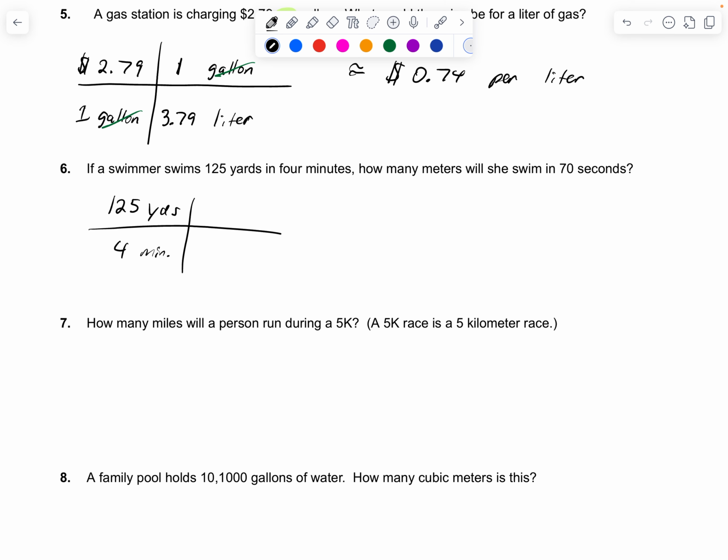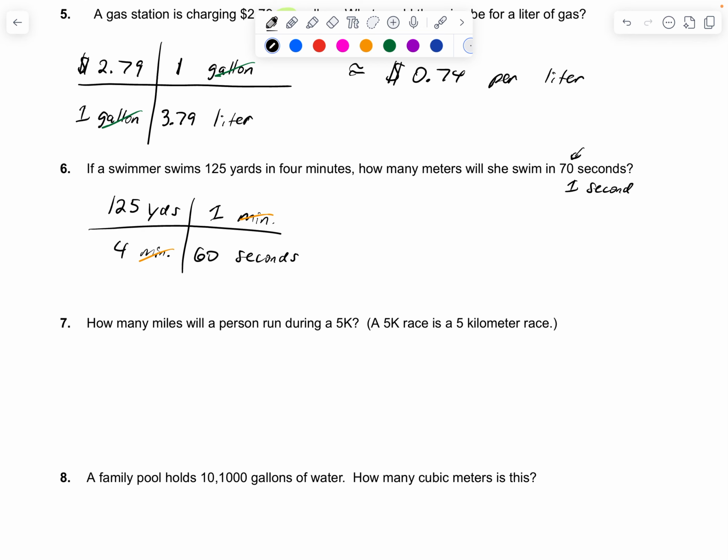So what I'm actually going to do is first figure this out per 1 second. All right, and then once I have it per 1 second, if I want it in 70 seconds, I will multiply my number times 70. That will give me the distance in meters that she'll swim in 70 seconds, okay? So I'm going to first get rid of my minutes so I can get it in seconds. All right, and there are 60 seconds in 1 minute, so that's going to cross out my minutes.